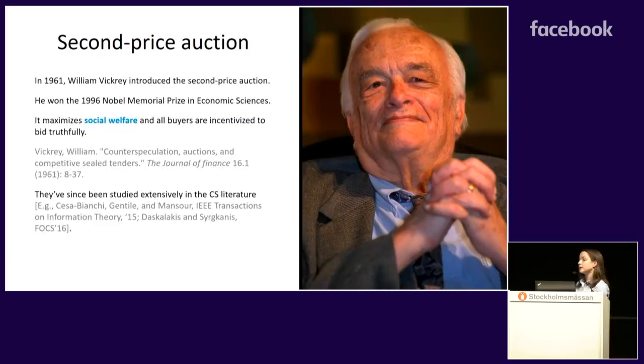And just as a bit of history, the second price auction was introduced to the economics community by William Vickrey, and it's sometimes referred to as the Vickrey auction. And Vickrey won the Nobel Prize in economics. One of the reasons we really care about second price auctions is because it maximizes social welfare, which is the value of the bidders for the items that they receive. And buyers are incentivized to bid truthfully. We're going to talk a lot more about incentives in a couple of slides.